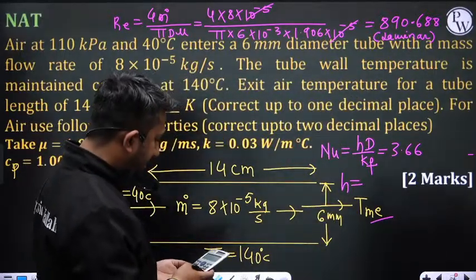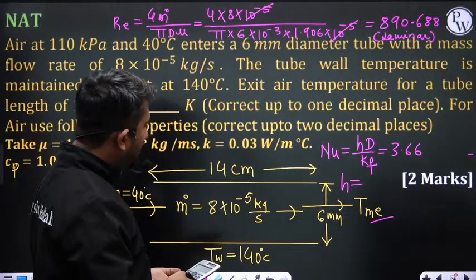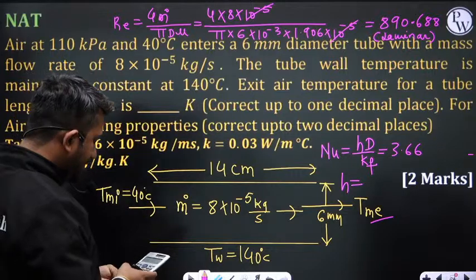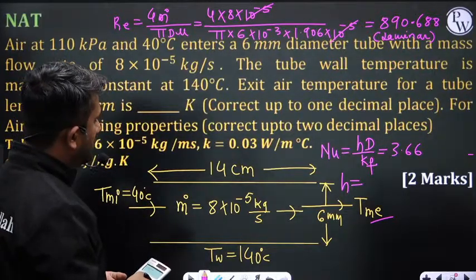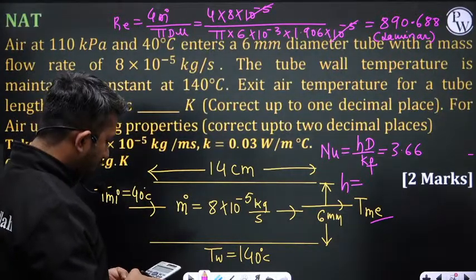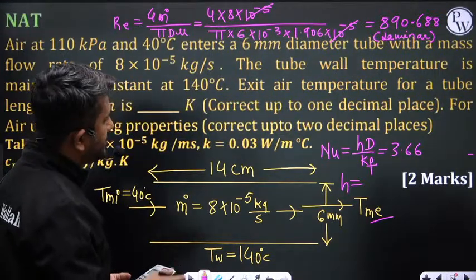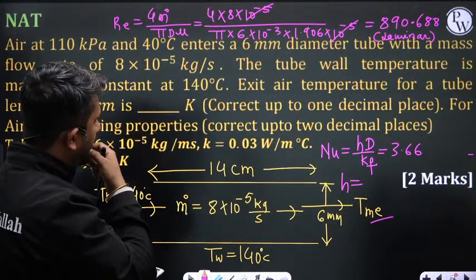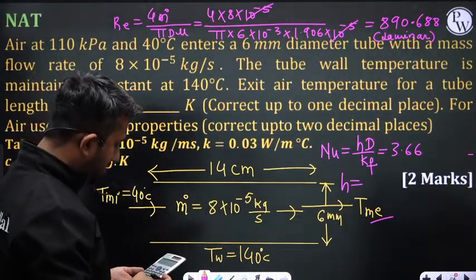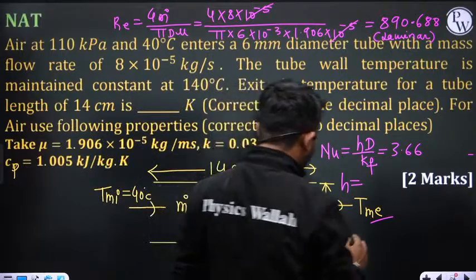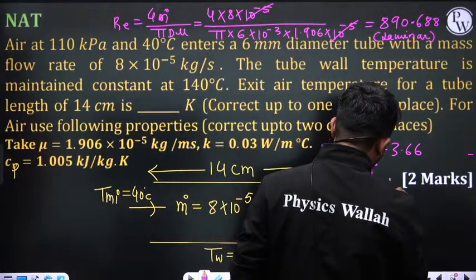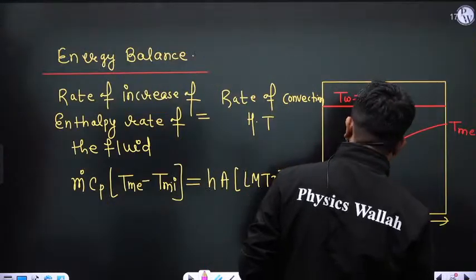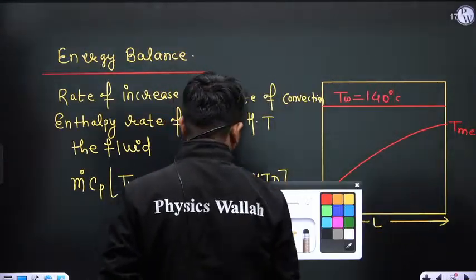So H is 3.66 into K F. The value of K is 0.03, divided by diameter, this is 0.006. So it comes 18.3 watt per meter square Kelvin. 18.3. Okay, now what is the LMTD?